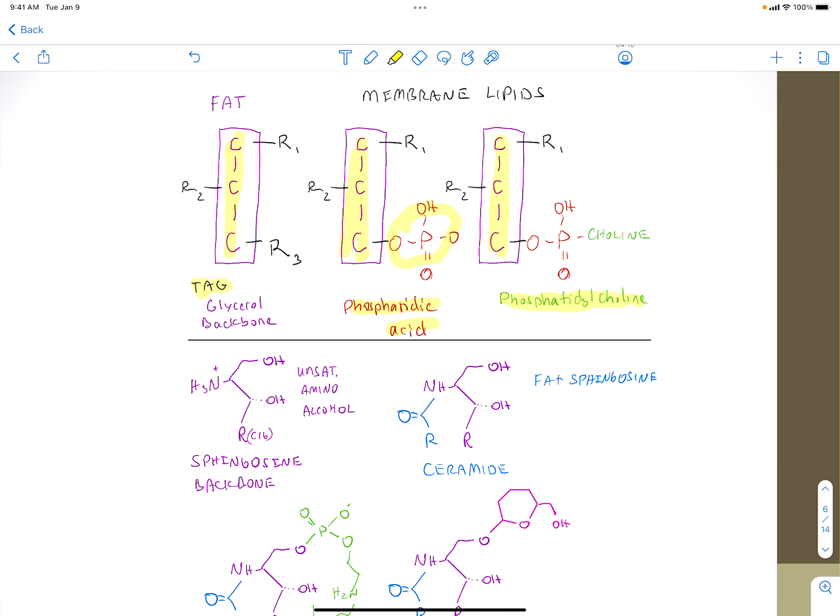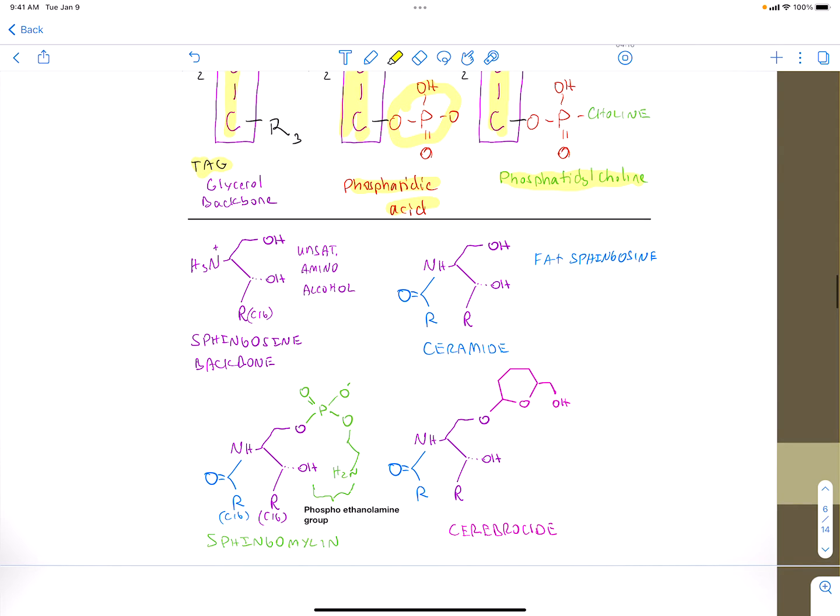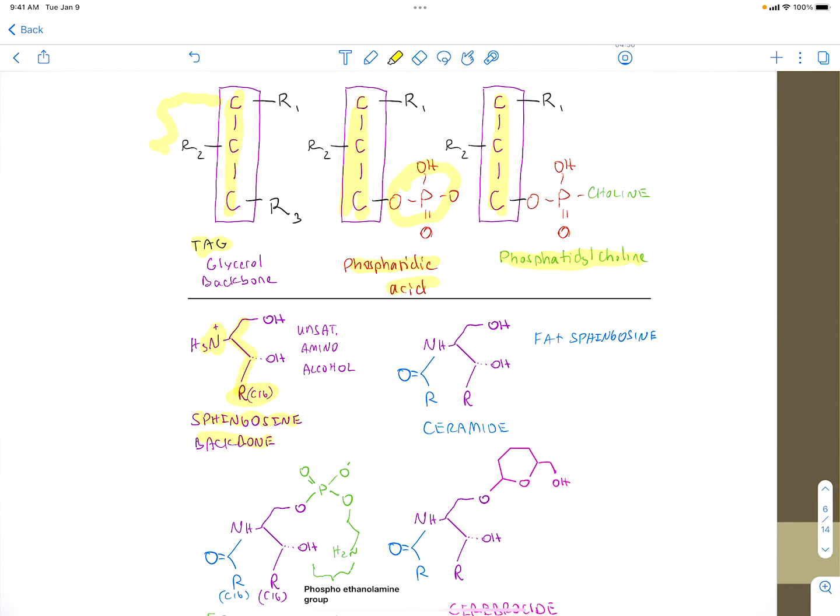Now, when we're talking about glycosylation, though, we're talking about our ceramide backbones. So let's discuss this a little bit. Here we have a sphingosine backbone. Basically we have this carbon again, and we have one fat attached to that carbon, which is a carbon 16, so that R group is 16 carbons long. And we have a nitrogen. That's very different than our glycerol backbone, right? So here's our glycerol backbone, and here's our sphingosine backbone. Now, when we have ceramide, we're taking the sphingosine backbone, which is this purple here, and we're adding another R group.